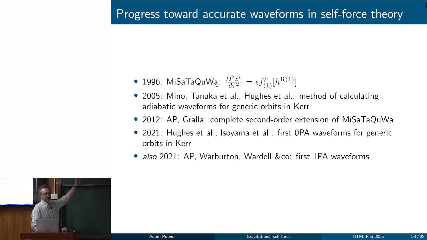So you can see the time scales involved here. 1910s, we had geodesic motion around a black hole. 110 years later, we are now at the next order beyond that.